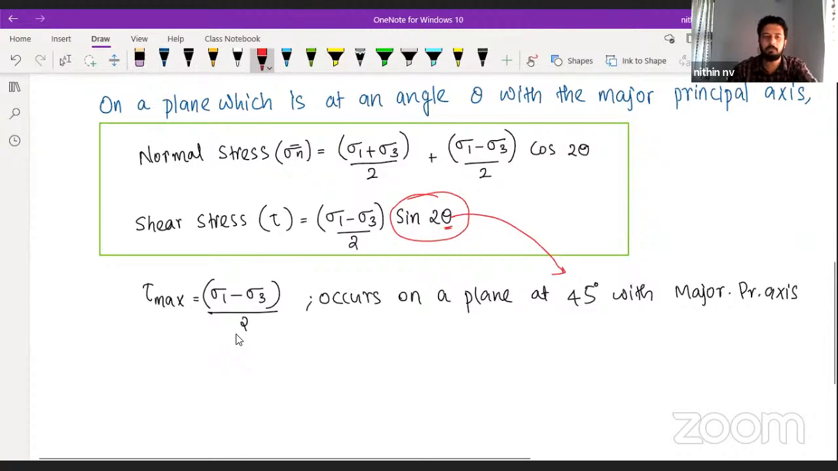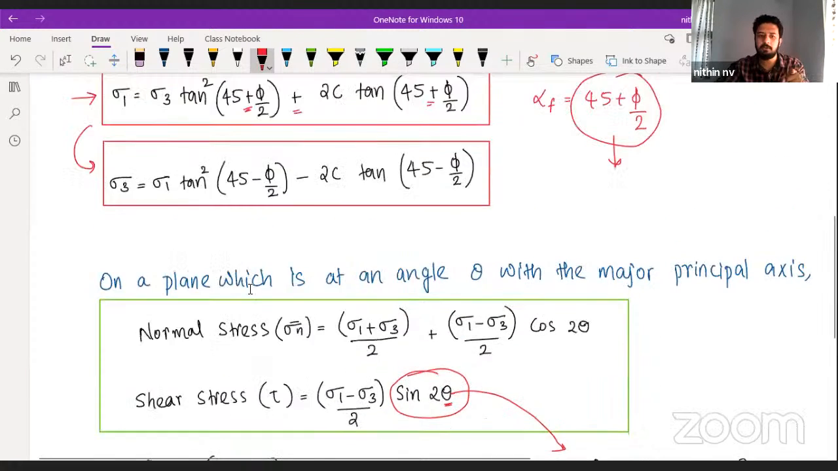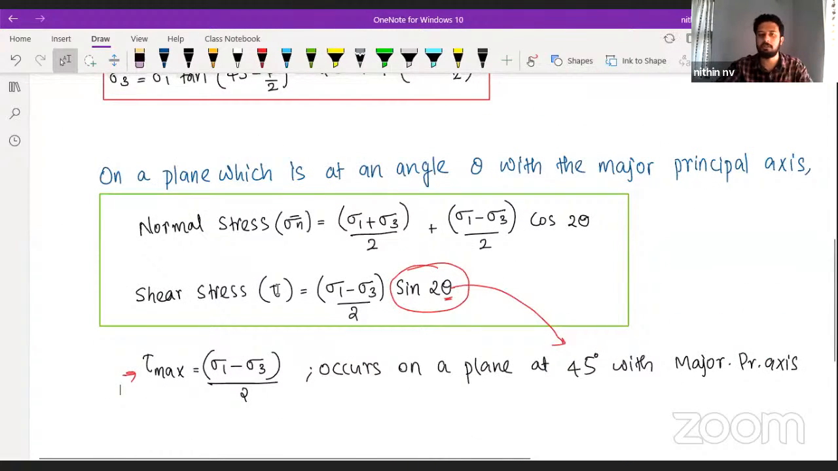Understood? So no need to memorize these equations. Generally in the exam, they will write everything, so don't memorize anything. Simply remember the first equation, second equation, third equation. That's it. Even if they ask many things, there is no need to memorize the equation. We are going to derive it. Clear?